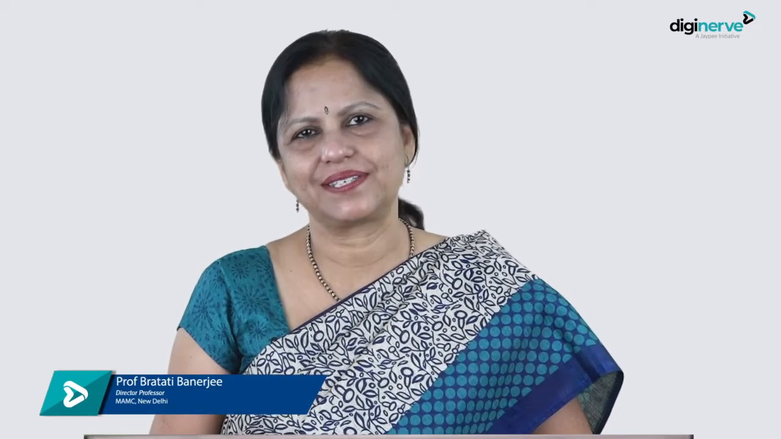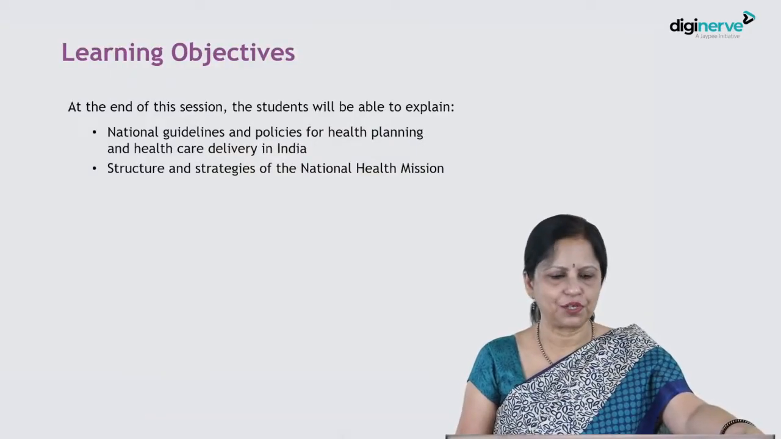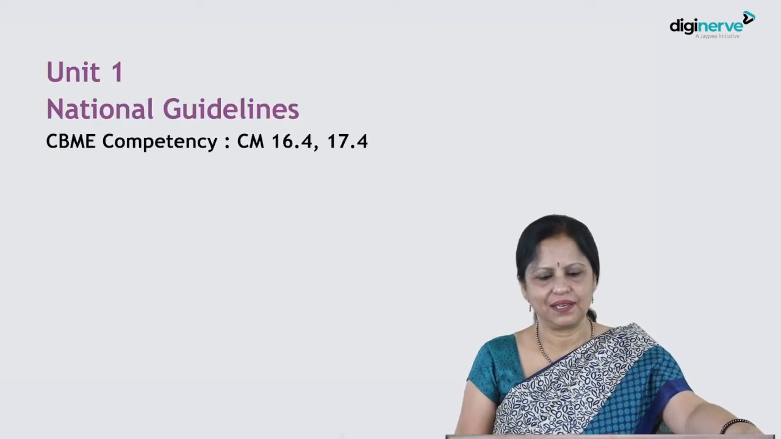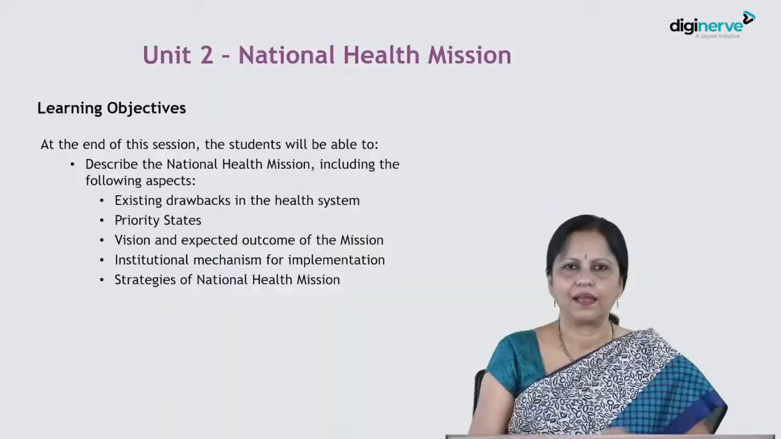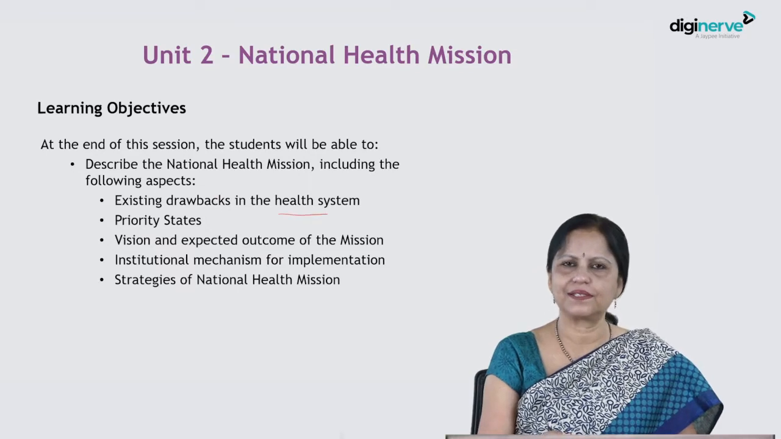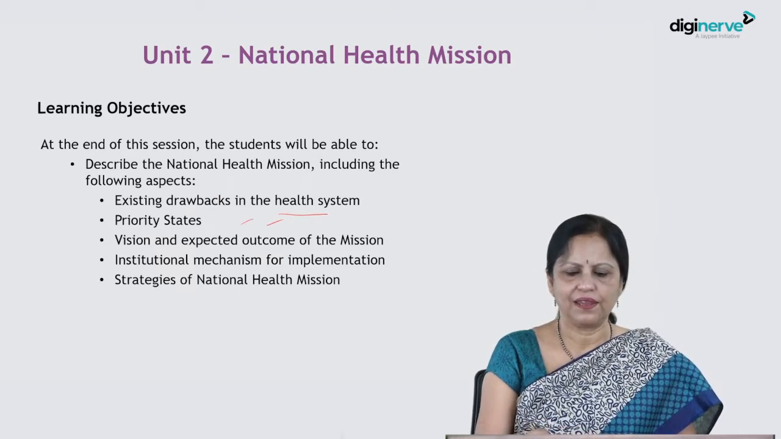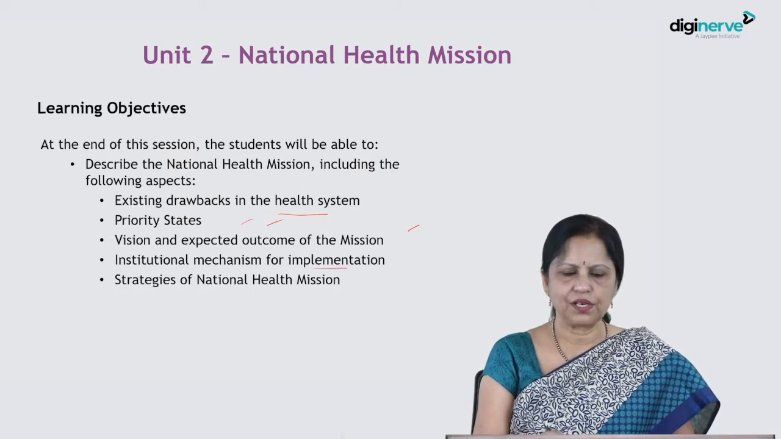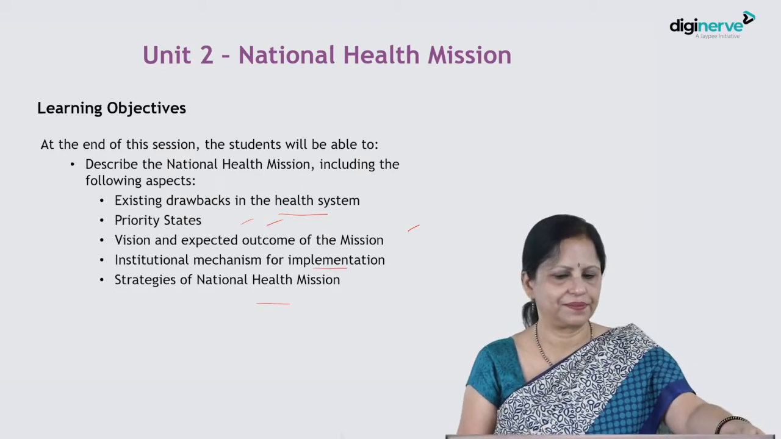So now I will discuss Unit 2 of the topic Evolution of Healthcare. I've told you the objectives of this topic earlier, and this is the second unit, National Health Mission, covering competency 16.4 and 17.4. The objectives that I'll cover here are the existing drawbacks in the health system, the priority states, vision and outcome, expected outcome of the mission, institutional mechanism, and the strategies.